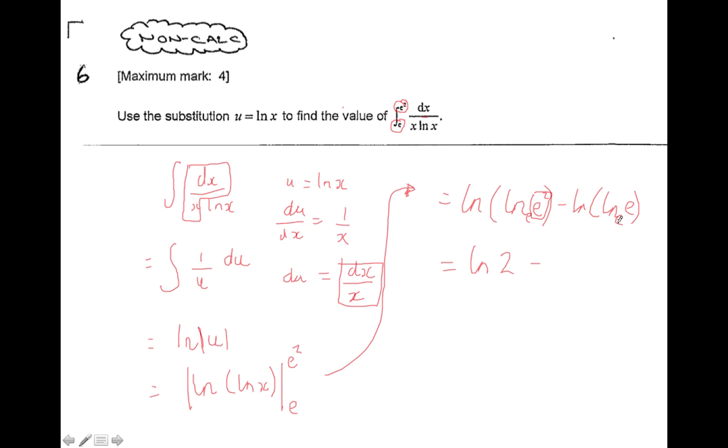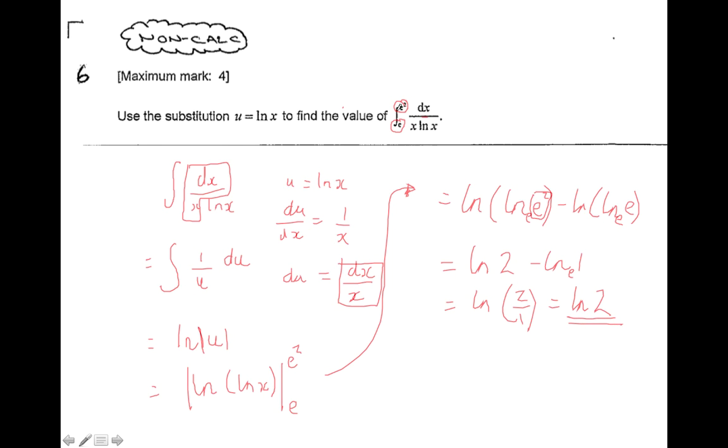And this one here, what exponent do I raise e to get e? Well, that's 1. So that's ln 2 minus ln 1. But ln subtract ln is the same, isn't it, as ln of 2 divided by 1, which is just ln 2. Alternatively, what exponent do you raise e to get 1? It's 0, so it's ln 2 minus 0. The final answer is just ln 2.